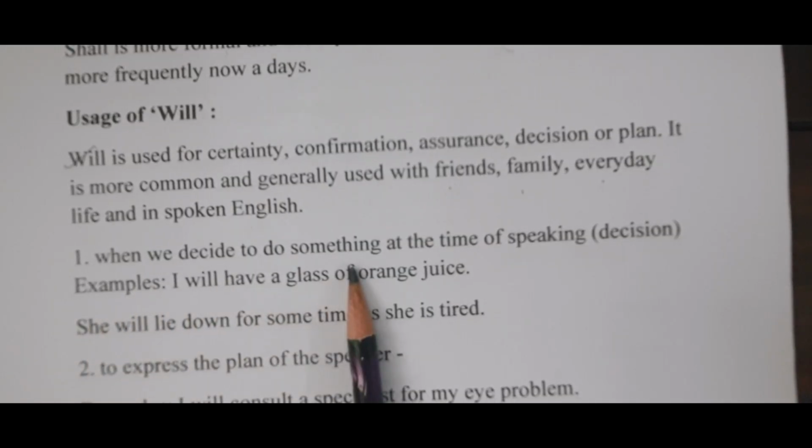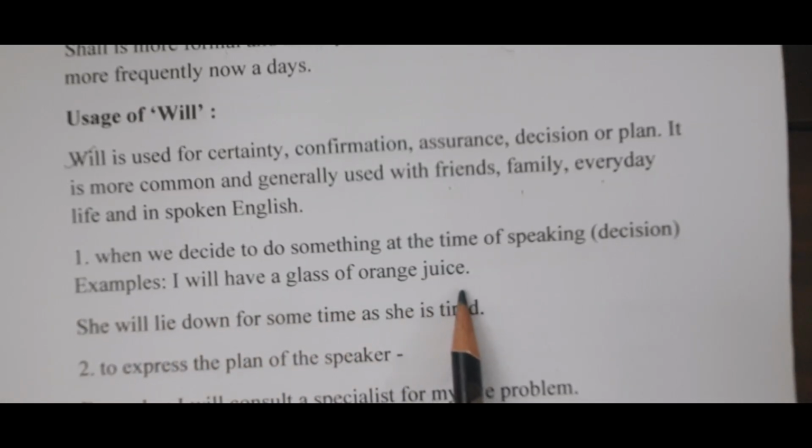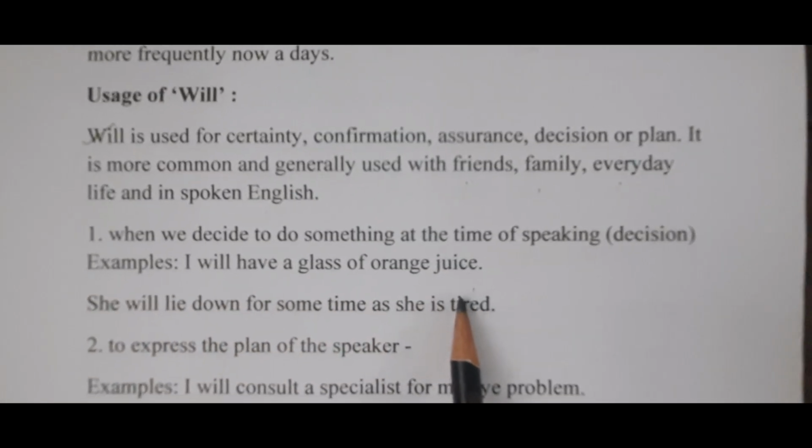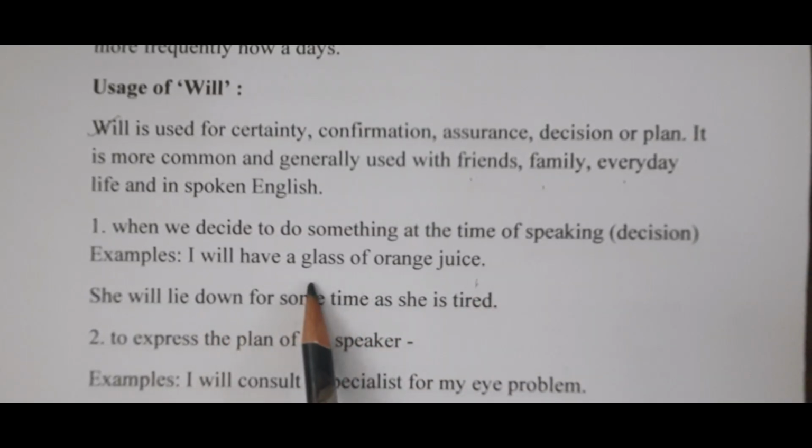When we decide to do something, it means when we are sure to do something. हमने कोई decide कर लिया है और वो काम हमें करना ही है. I have decided that I will do something. And in such case, we use will. For example, I will have a glass of orange juice. I have decided to have orange juice. There may be many other options, but I have decided to take orange juice.